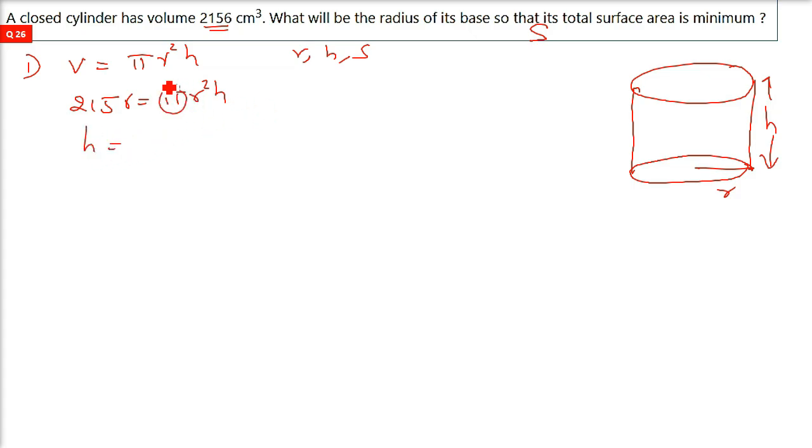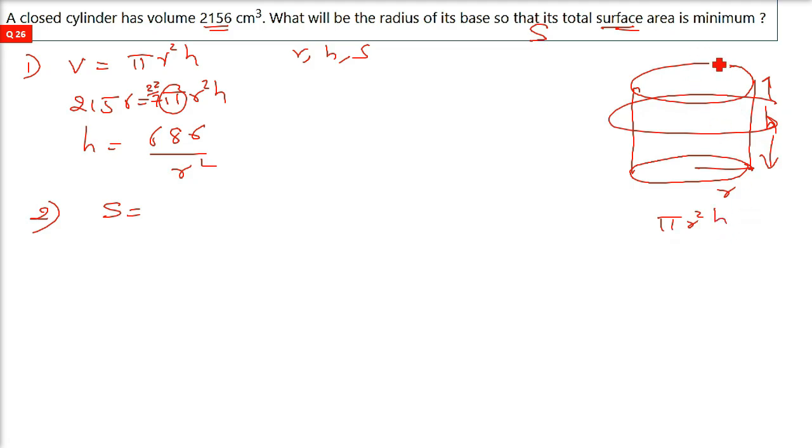And let me tell you, you can just use pi equals 22 by 7 in this question. We have to use this pi as 22 by 7. We cannot just write pi. So when you have h equals, I've replaced pi by 22 by 7, and this is what we got. What is the total surface area?